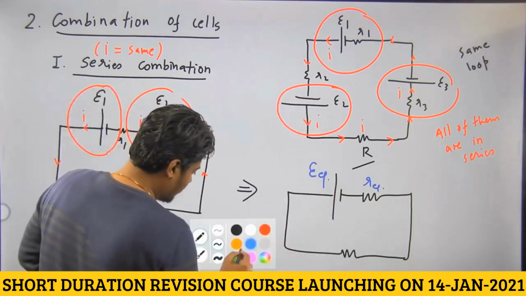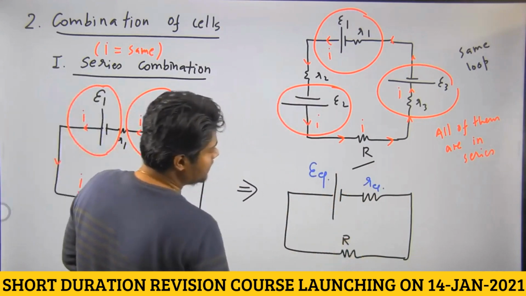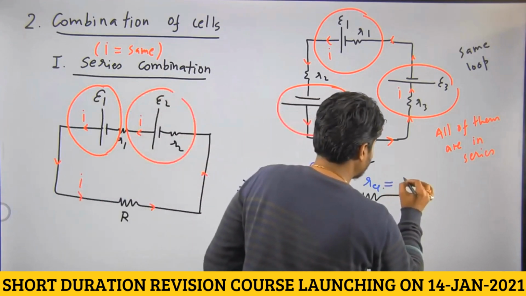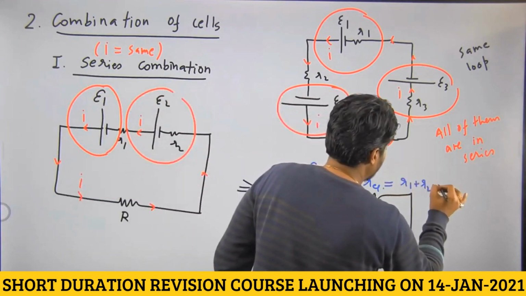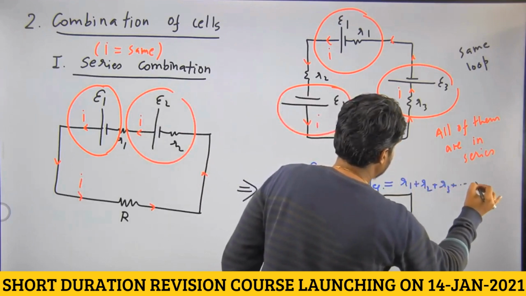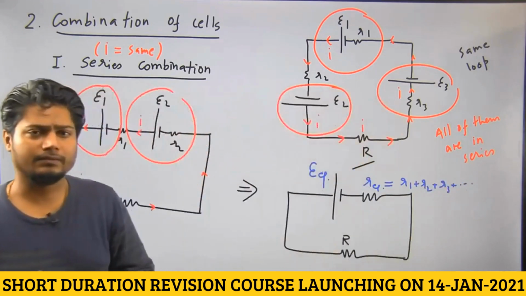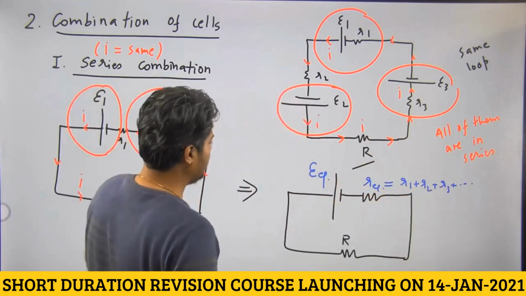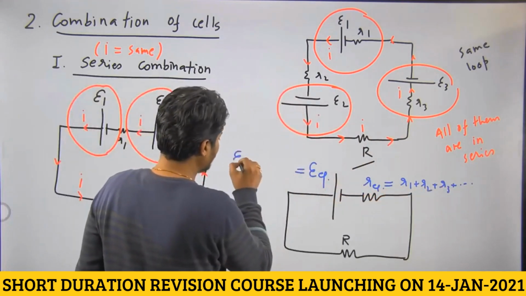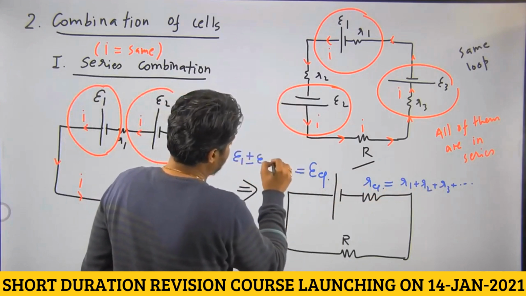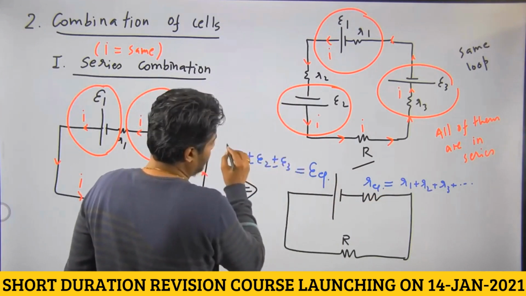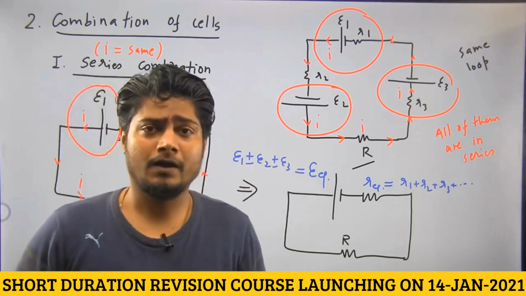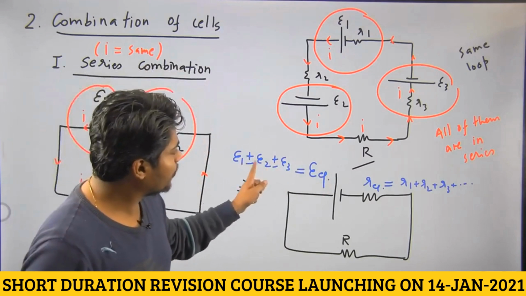So, basically how do we write R equivalent and E equivalent? I am not going into the derivation, I am just going to write the formula. R equivalent is always R1 plus R2 plus R3, irrespective of the combination and the polarity, always add the resistances. Similarly, E equivalent will be equal to E1 plus-minus E2 plus-minus E3. Why am I writing plus-minus? Because we have to see the polarities.